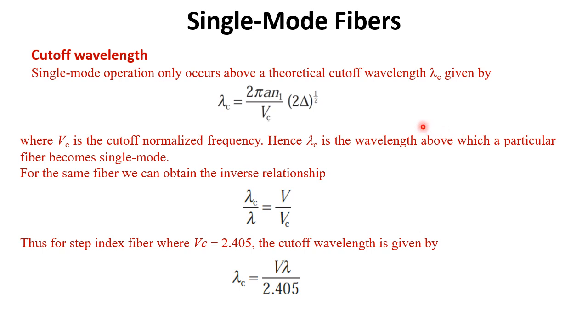Now for cutoff wavelength, single mode operation only occurs above the threshold cutoff wavelength of lambda c, that is 2 pi a n1 by Vc into the square root of 2 delta. So Vc is the cutoff normalized frequency. For the same fiber we can obtain the inverse relationship like lambda c by lambda equal to V by Vc. When Vc equal to 2.405, it becomes V lambda by 2.405.